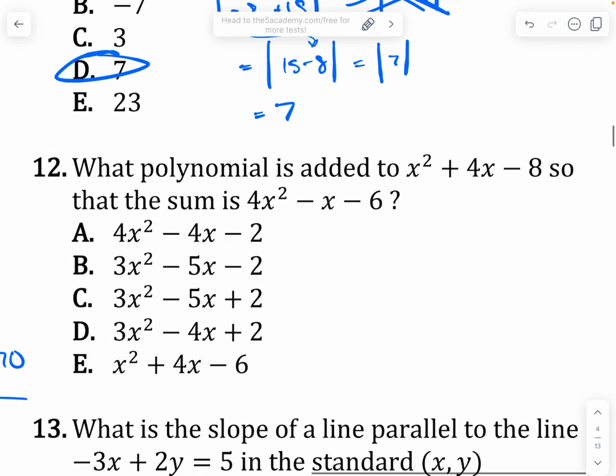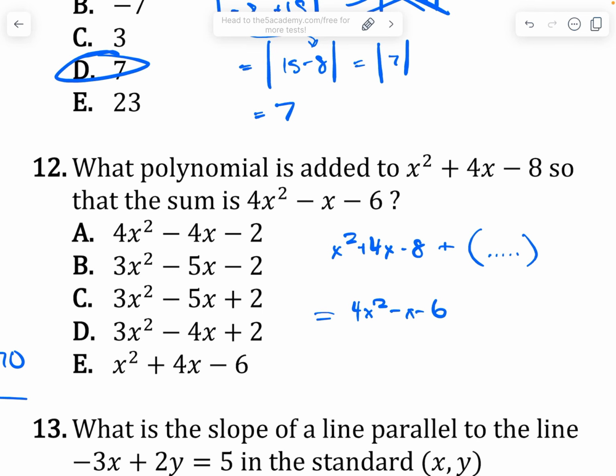What polynomial is added to this so that the sum is this? Okay, let's rewrite that problem in mathematical terms. So we have a polynomial, and then we add something to it, and we end up with 4x squared minus x minus 6. Okay? So in order to find that something, I could just subtract x squared plus 4x minus 8 from both sides.